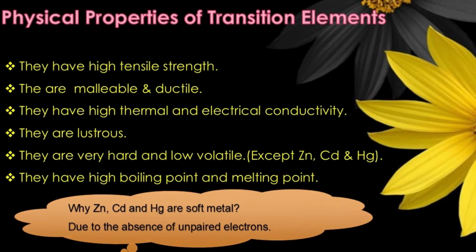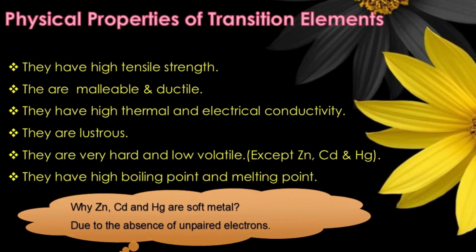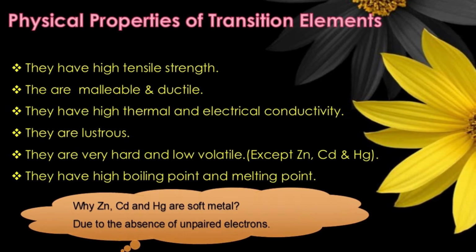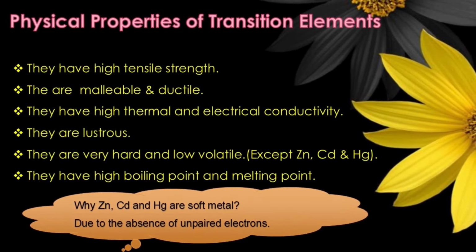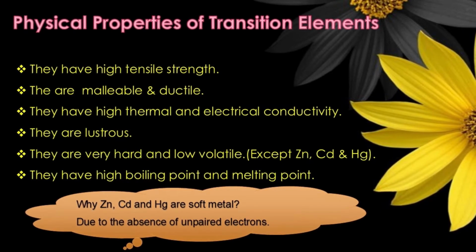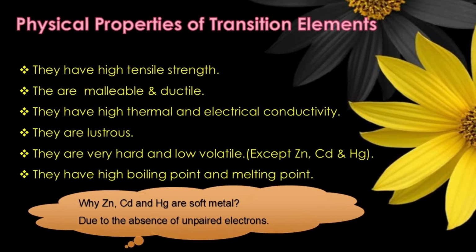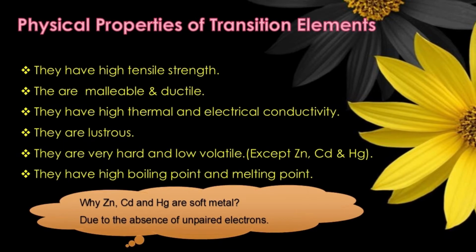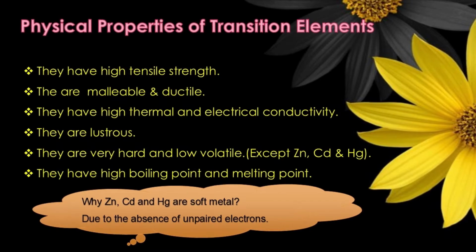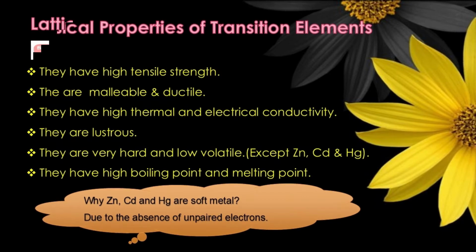Now let's learn about the physical properties of transition elements. Transition elements are metals, so they have high tensile strength. They are malleable, ductile, lustrous, and have high thermal and electrical conductivity. They are very hard, low in volatility, and they have high melting and boiling points.